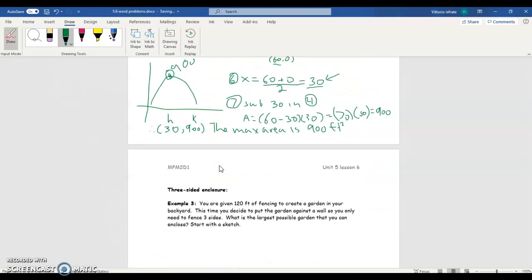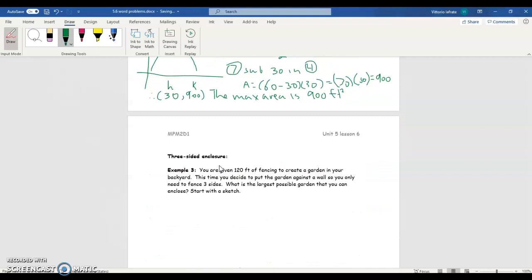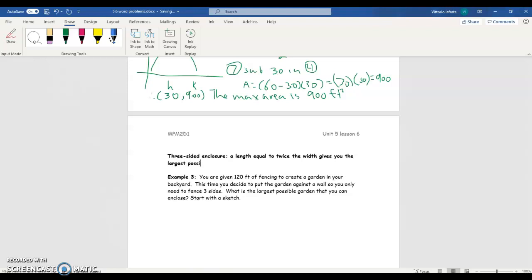We're going to take a look at the next question. We won't have time to finish it in this video, but we are going to at least get it started. So the next question is similar, except this time we're going to have a 3-sided enclosure. So a length equal to twice the width gives you the largest possible area for a given perimeter. In a way, I kind of gave you the conclusion before we started. Let's just see if that's actually true.